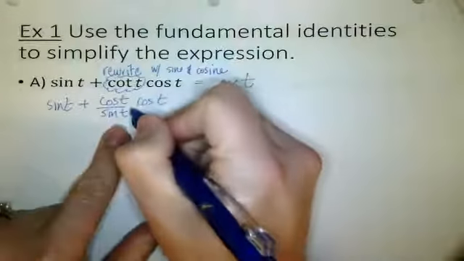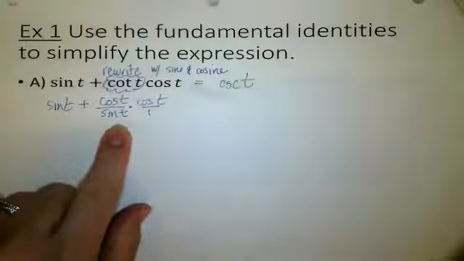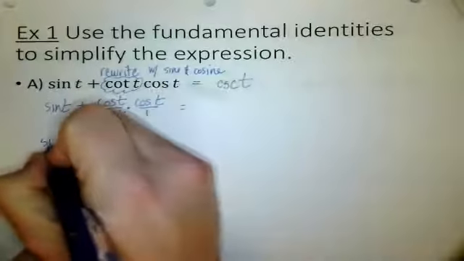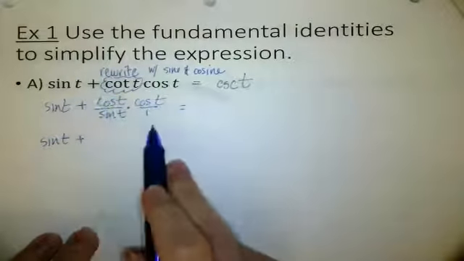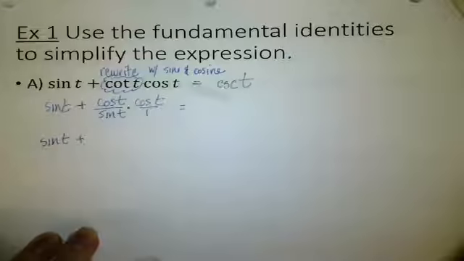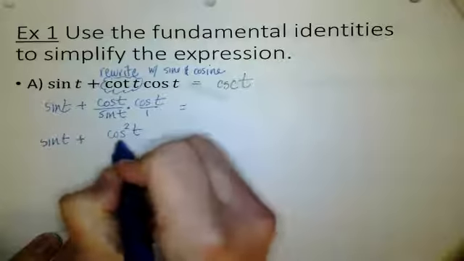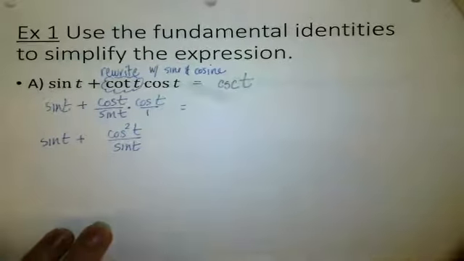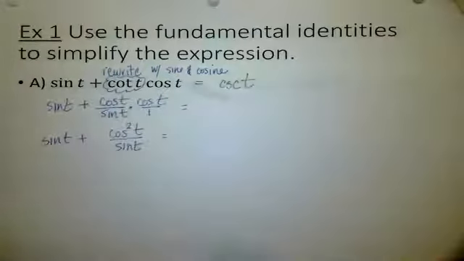Now, you can think about this as we're multiplying 2 things together. These would be fractions that we're multiplying together. And I'm going to clean that up. So I have sine of t plus, what do I get when I multiply my fractions together? Cosine squared of t over sine of t. Okay, that's excellent. And now I have a fraction plus a fraction.